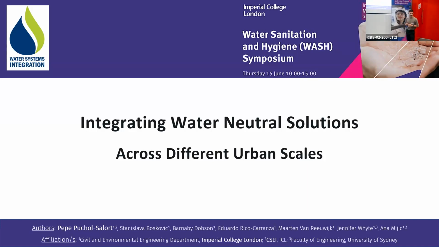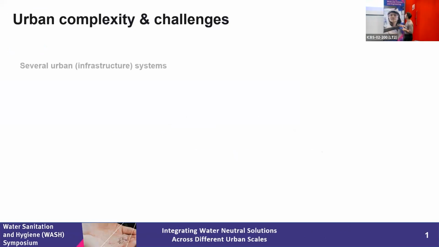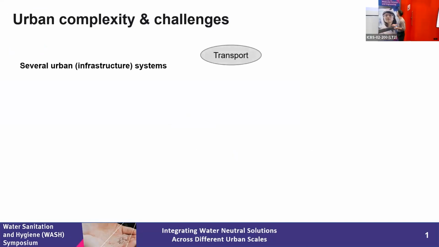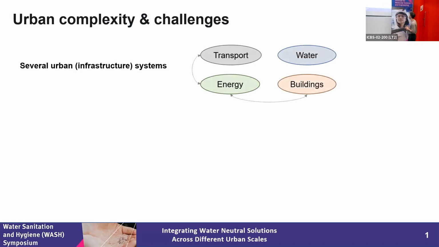Just to give you a disclaimer, this might provide a different perspective of the water management system compared to my 2 colleagues, because my background is in architecture and urban design. First, as you all know, our cities are composed of several infrastructure systems, such as transport, energy, water, or buildings, and they are all interconnected. Buildings are connected to water and energy, transport is connected to all of them, and only with a systemic approach can we understand how these complexities interact.